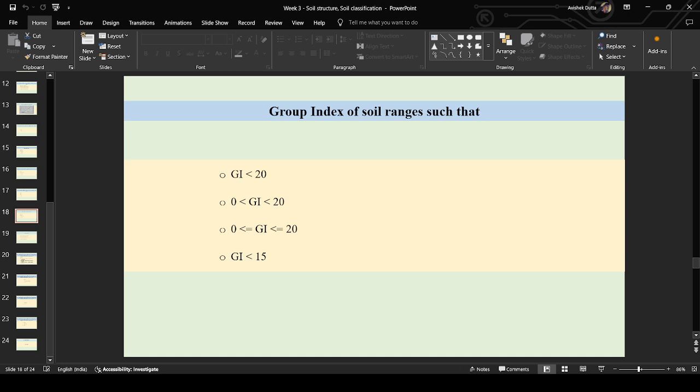Group index of soil ranges such that, the options are: GI, meaning group index, less than 20; GI is between 0 and 20, not including 0 and 20; third option, GI ranges between 0 and 20 including 0 and 20, that is GI is more than or equal to 0 and less than or equal to 20; and the last option is GI is less than 15.